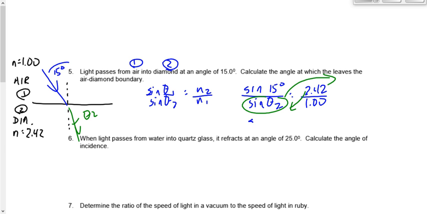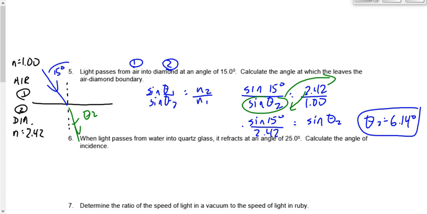It becomes sine 15 degrees over 2.42 equals sine theta 2. Where did the 1 go? Well, technically it went up by multiplying, but it's 1, so it really just disappears. Let's take the inverse sine of this number on the left-hand side. When we do that, we get theta 2 is equal to 6.14 degrees. Does that seem like a reasonable number?